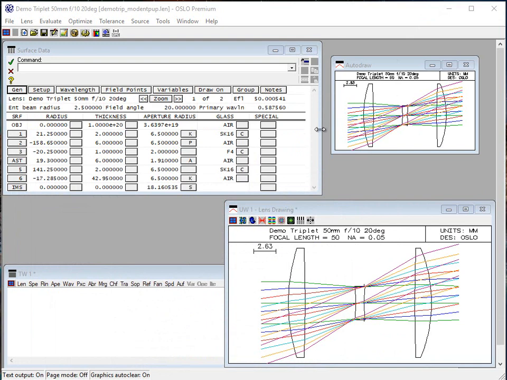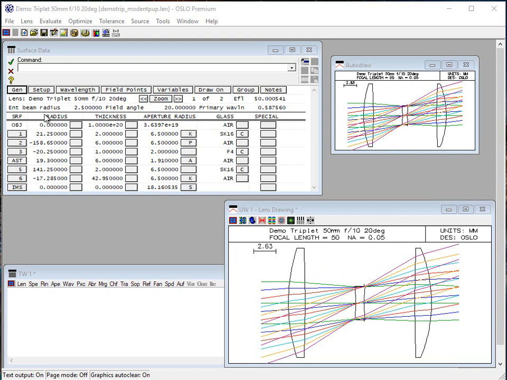So this is a modified lens for the demo triplet that comes with the program. What's been modified is I've slowed it down to an entrance beam radius of 2.5, which slows it down to f10. I believe the original is something like f4. I've also made the stop smaller, and in the drawing I've made this so that all the beams look similar going through here.